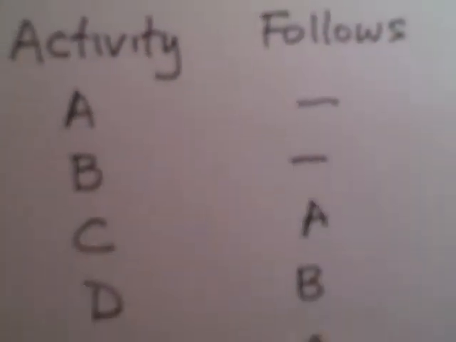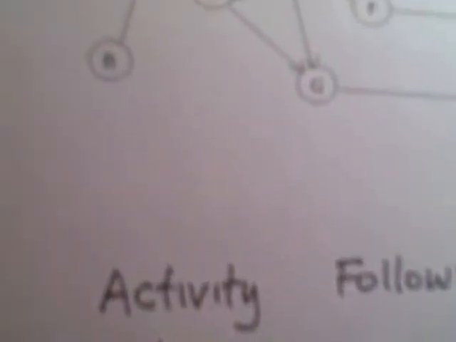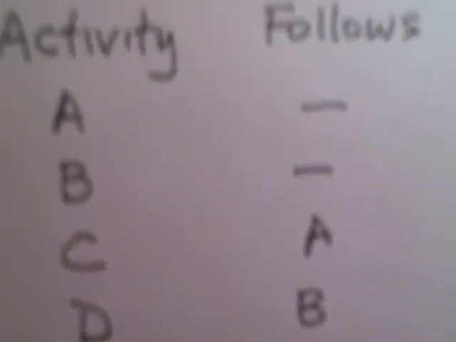There's no incoming arrows. Going back to the precedence list, I see that activity C follows A. So I look for C on the diagram, the little circle called C, which is right there, and I draw an arrow from A to C in that direction. Going back to the precedence list, I see activity D follows B. So again, I look for D on the diagram, and you can see the circle right there, which I had drawn earlier, and I drew the arrow from B to D.